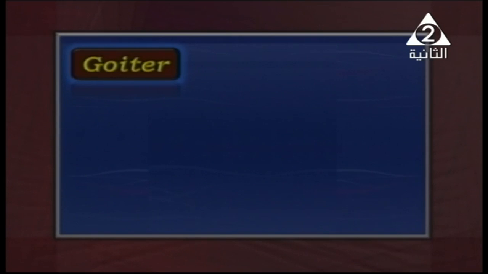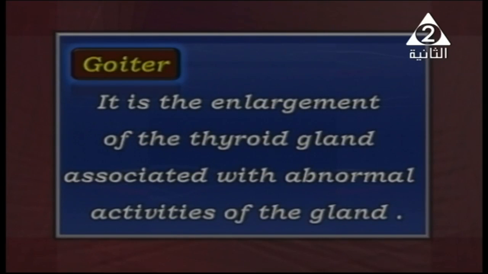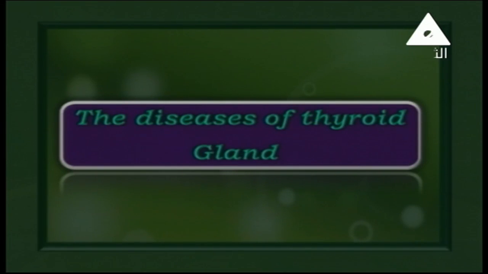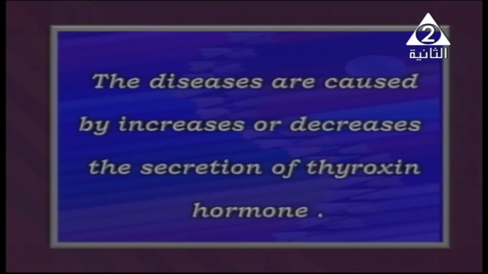Well, we have here the disorders of increasing or decreasing the thyroxine hormone. One of those disorders is goiter. It is enlargement of the thyroid gland associated with abnormal activities of the gland. The diseases are caused by increases or decreases in the secretion of thyroxine hormone. And as we said, increasing it means hyper, while decreasing it means hypo.